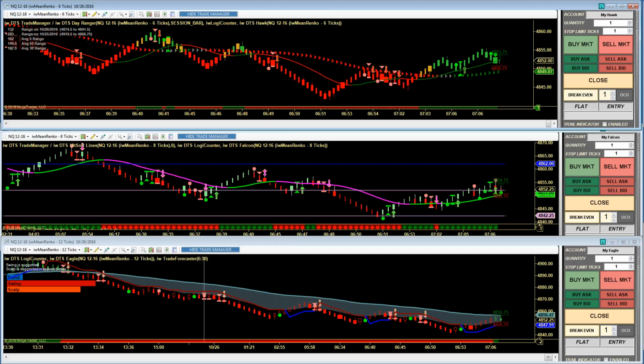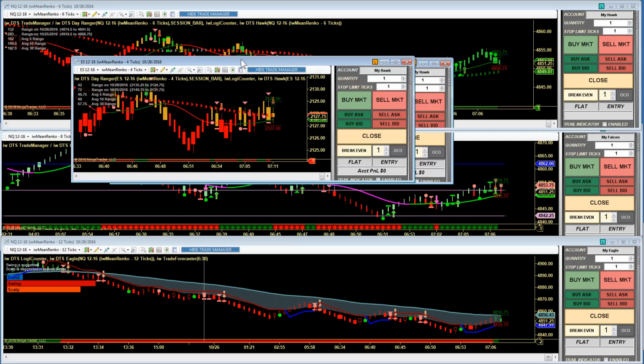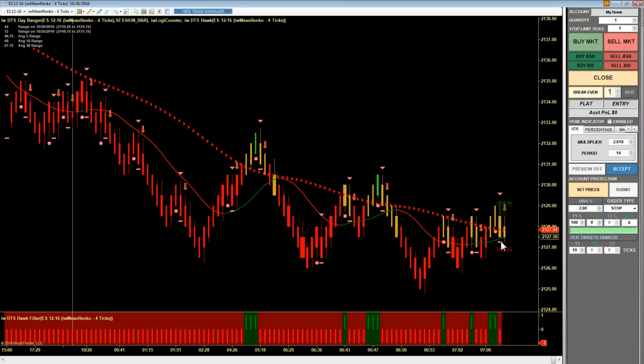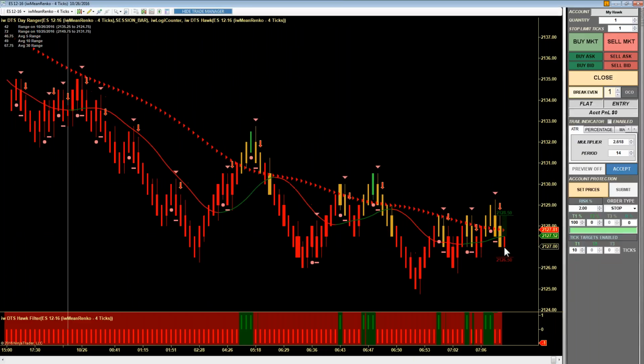I don't care what you use for an entry system or a signal. Here's the hawk now on the E-mini S&P. Look at all these signals. The E-mini will move one tick in your favor. There you go. You got your one tick. Big deal, right? You can't make a living on one tick.